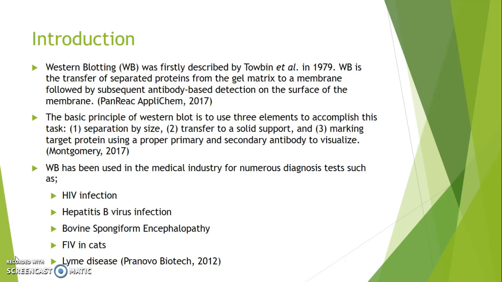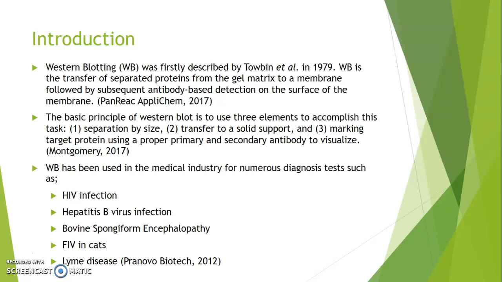Introduction. Western blotting was first described by Towbin et al. in 1979. Western blotting is the transfer of separated proteins from a gel matrix to a membrane, followed by subsequent antibody-based detection on the surface of the membrane. Western blotting analysis allows for the detection and identification of a specific target protein out of a complex protein mixture, for example the cell extract. The resulting data allows for both qualitative and semi-quantitative information about the protein of interest.